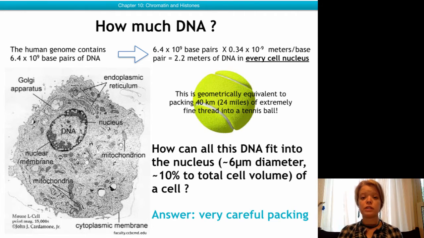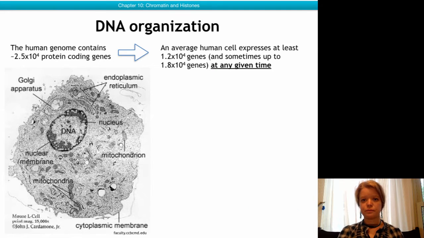Well, the answer, of course, is very careful packaging. The DNA is spooled and compacted in many ways before it can fit into the nucleus. And then it's even compacted further to create these distinct X-shaped chromosomes, the picture that you associate with the word chromosome. That's highly condensed chromatin that you need in order to carefully divide DNA during cell division.